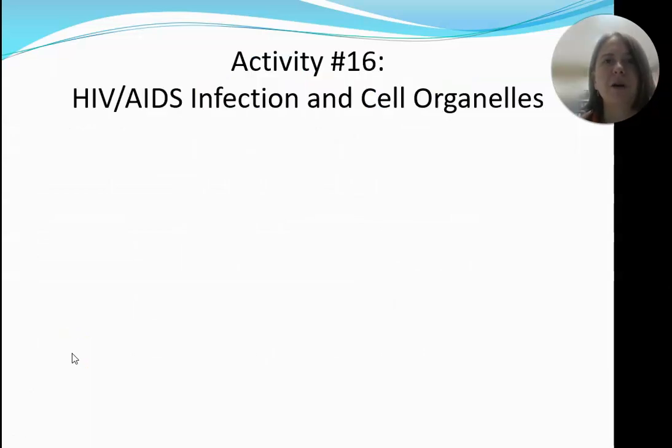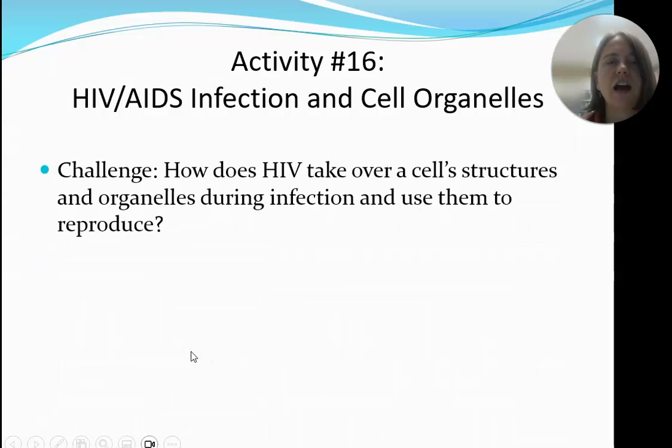Now today we're talking about activity number 16, HIV/AIDS infection and cell organelles. So please start a new page or skip 3 lines and write that title. Also, I would like you to write the challenge. How does HIV take over a cell's structures and organelles during infection and use them to reproduce?